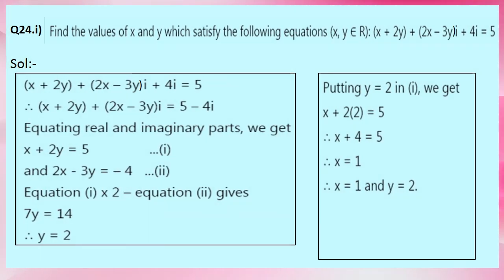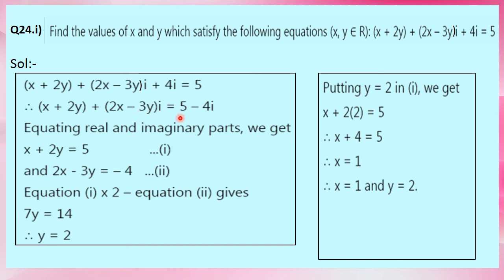Question number 24, first one, find the values of x and y which satisfy the following equations. (x + 2y) + (2x − 3y)i plus 4i is equal to 5. Now, we will take this plus 4i to the right hand side, then it will be (x + 2y) + (2x − 3y)i is equal to 5 − 4i. Both sides are of the form of a complex number. Now, equating the real and imaginary parts, we get x + 2y = 5 and 2x − 3y = −4.